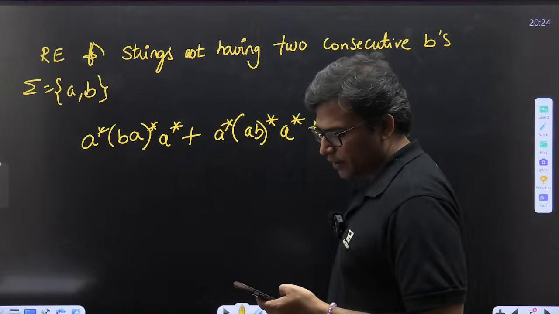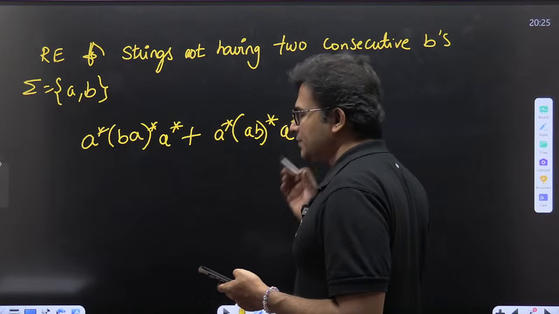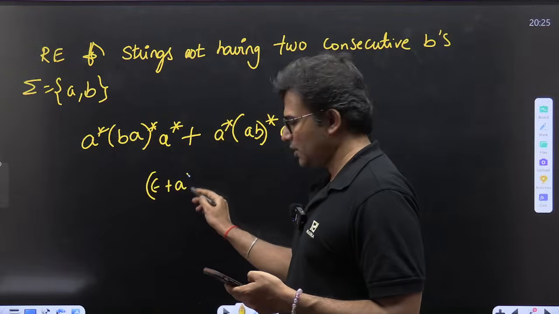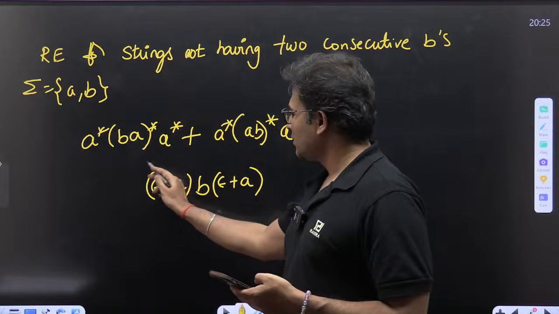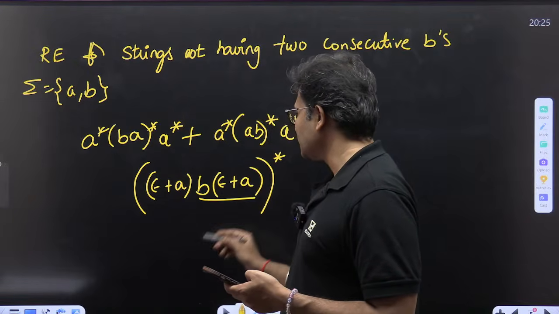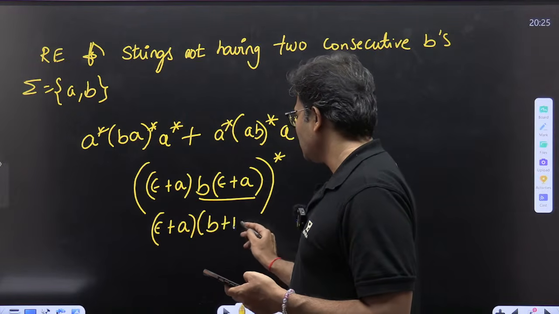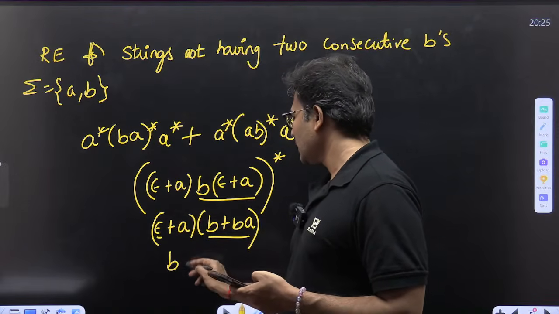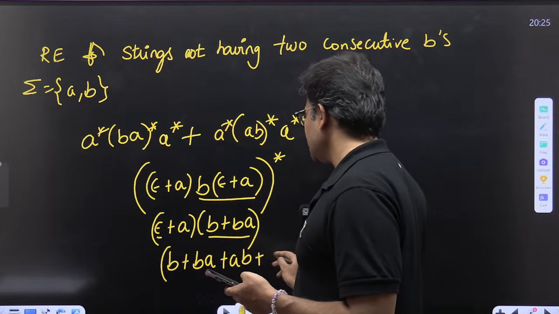Reddy has given a different answer: epsilon plus A, B, epsilon plus A. Right. Now, what is the problem with this? Let me multiply these two. I will get epsilon plus A followed by B plus BA. Now, let me multiply this with this. Then I get B plus BA plus AB plus ABA.